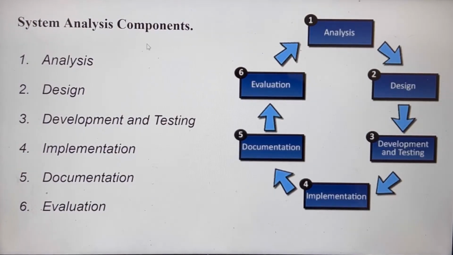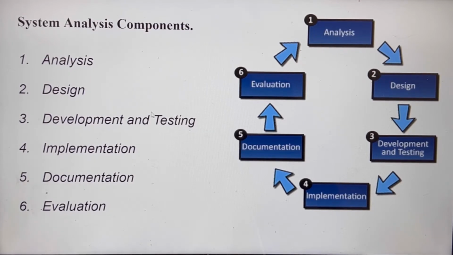So as you can see, we have the 6 components of system analysis and design. 1, we have analysis. 2, we have design. 3, we have development and testing. 4, we have implementation. 5, we have documentation. And finally, we have evaluation.